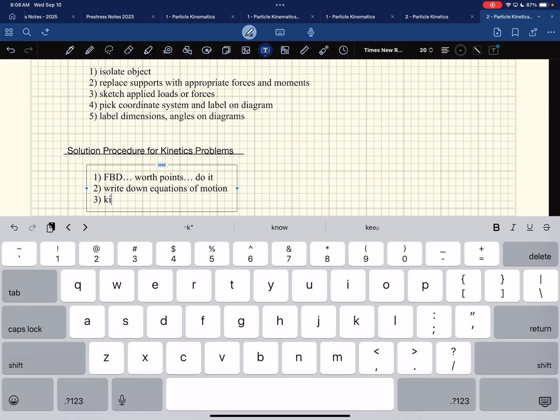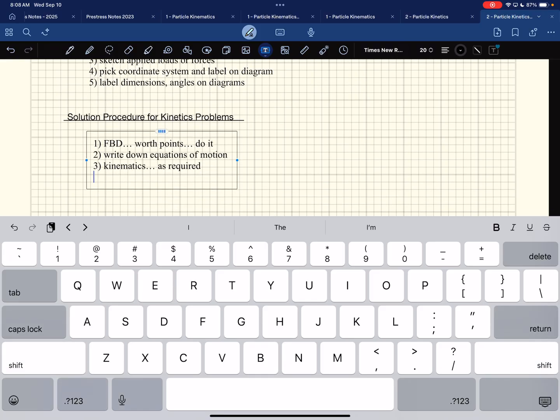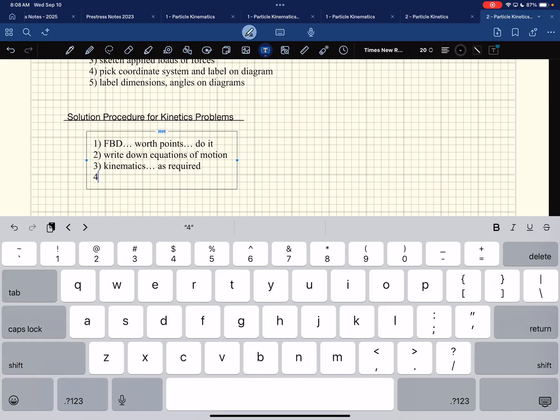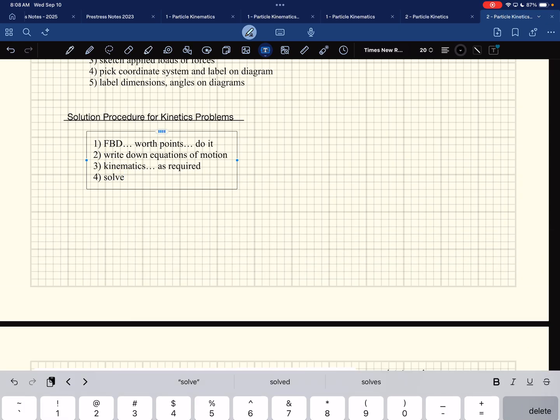Third thing, you're going to do kinematics, as required. Sometimes these kinematics, that's just the geometry of motion, are really involved. Sometimes it's not so involved. But as required, we're going to do some kinematics. Kinematics is what we've done in this class up until this point. And the last part is we're going to solve it.